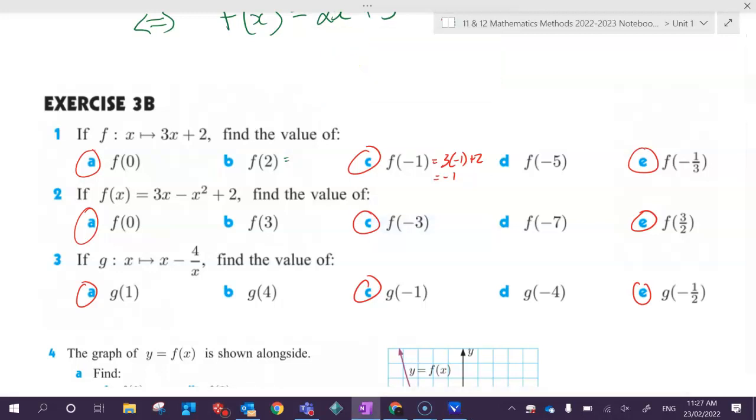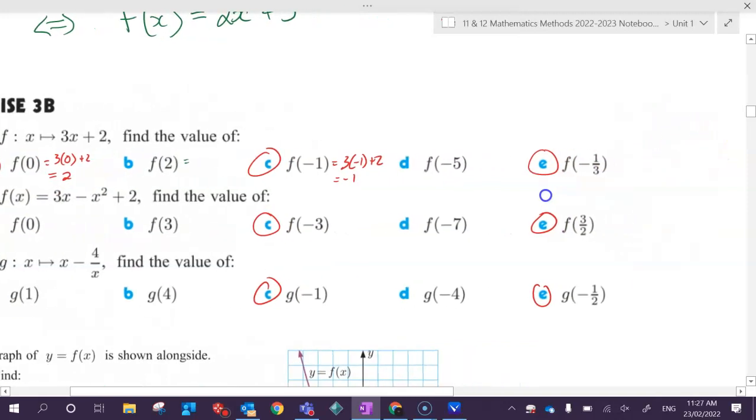Did that pause it on the screen? Yeah. All you're doing is swapping the x for the value in the bracket. And solving the value.